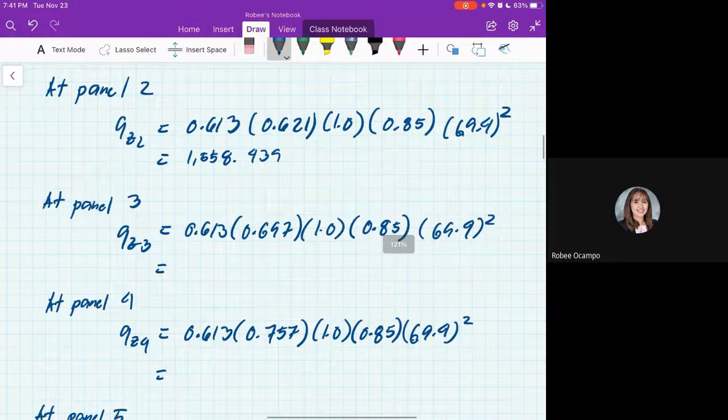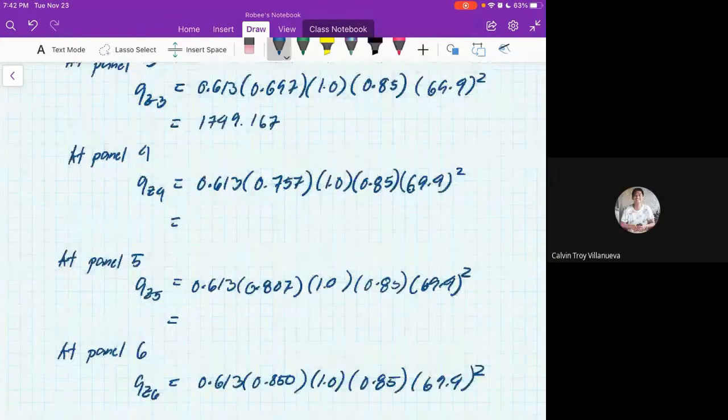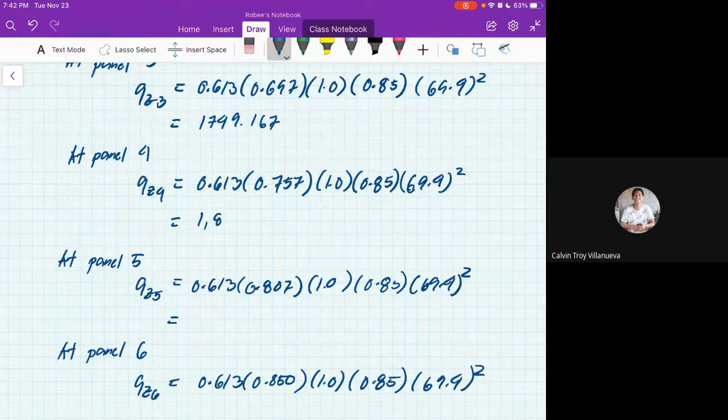Panel 3 and 4, Mr. Villanueva. Ma'am, at panel 3 it is 1,749.166, or 167 rounded up. And for panel 4, it is 1,899.740. All right.